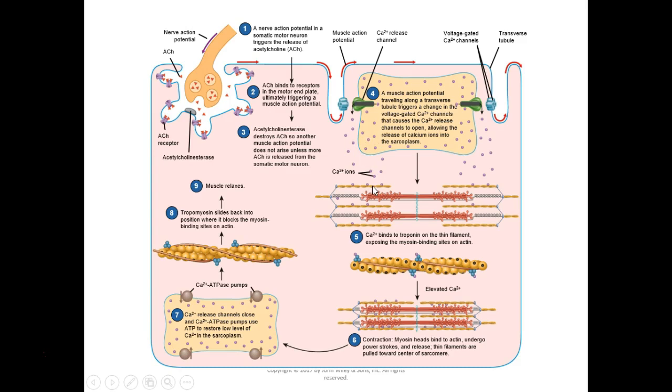The calcium then bound to the troponin on the thin filament, exposed the actin binding sites so that the myosin heads could then bind to the actin. The myosin heads bound to that actin undergo the power stroke and release. The thin filaments are pulled toward the sarcomere. So that's as far as we got on the previous slide. But we did mention the fact that this will stop once the calcium levels fall in the sarcoplasm and once the ATP has been used.